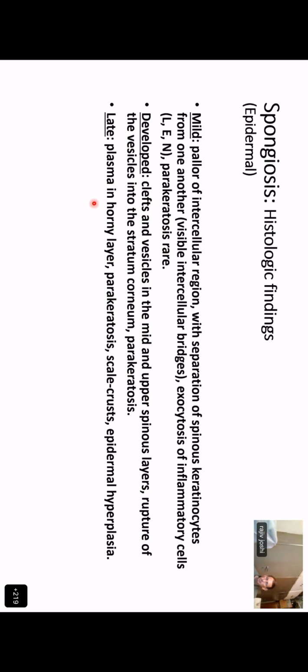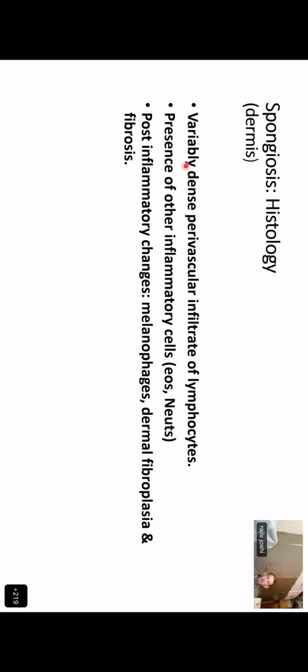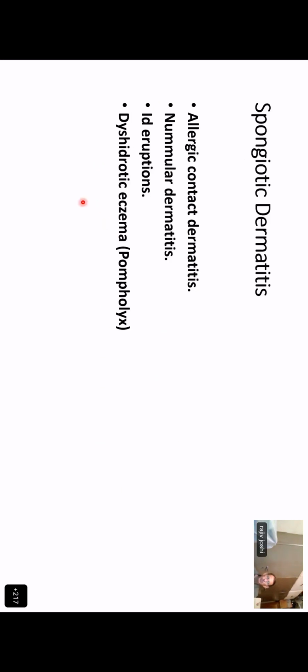And in the late stage, spongiosis may be very minimal. You get hyperplasia, which will be psoriasiform, and you get parakeratosis and scale crusts. In the dermis, you can get a very dense lymphocytic infiltrate. You may get other inflammatory cells, especially eosinophils, and you can get post-inflammatory changes in the form of melanophages, dermal fibroplasia, and fibrosis. So the typical spongiotic dermatitides are these: allergic contact dermatitis, nummular dermatitis, id eruptions, and dyshidrotic eczema.